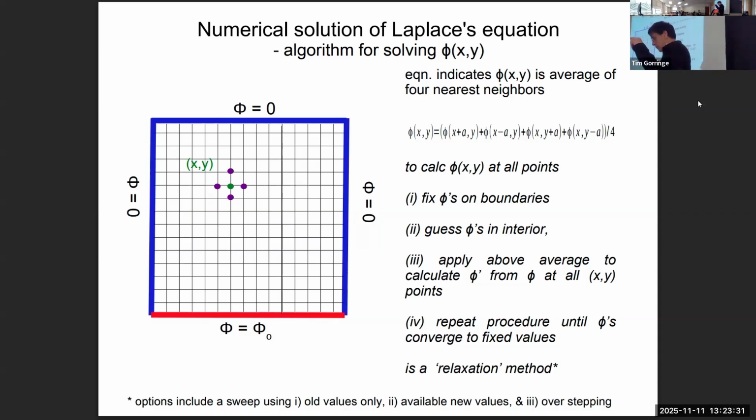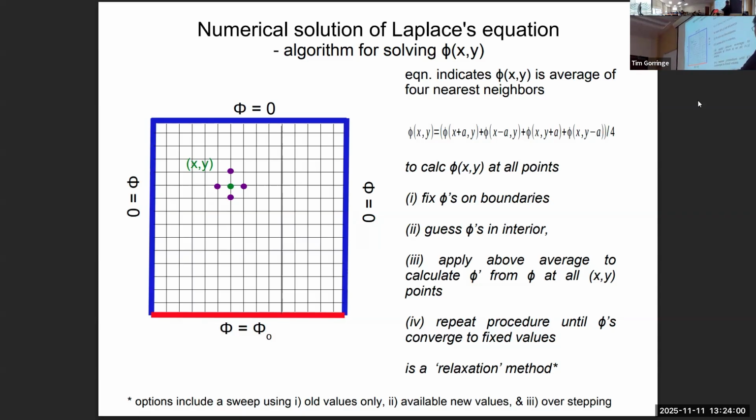we're going to fix the potentials that we know. So we're going to fix the potentials on the boundaries. So on the left wall, the right wall, the bottom wall, and the top wall, we can fix those values in the array. There's zeros on the left and top and right, and then there's phi naught, maybe 1 volt, 2 volts, or 3 volts, whatever it is on the bottom surface.